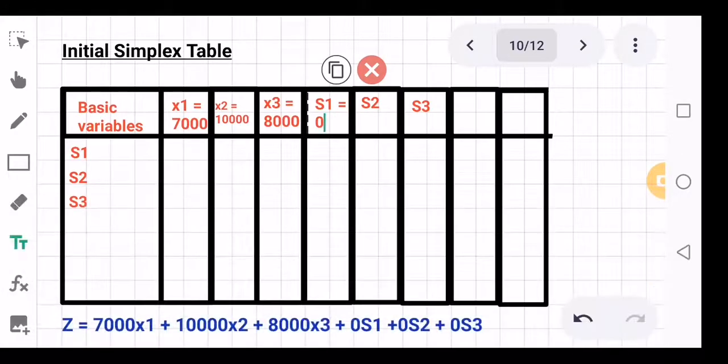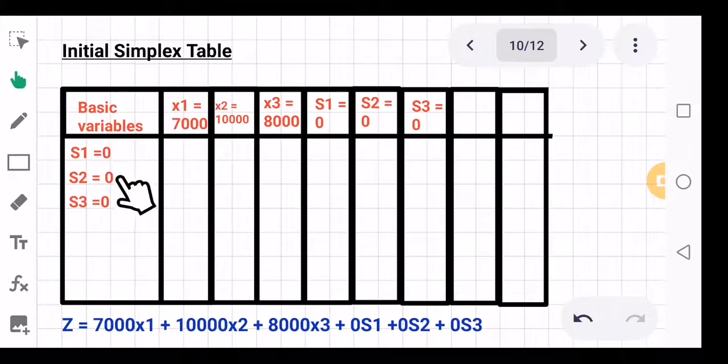Similarly, we have to do this for everything. Now I've done the same for everything. I've just mentioned the coefficients of everything as per the objective function. We need to take the objective function and write down what everything is equal to. x1 is equal to 7,000. We are writing this for reference. We need not write all the 7,000, 10,000, 8,000.